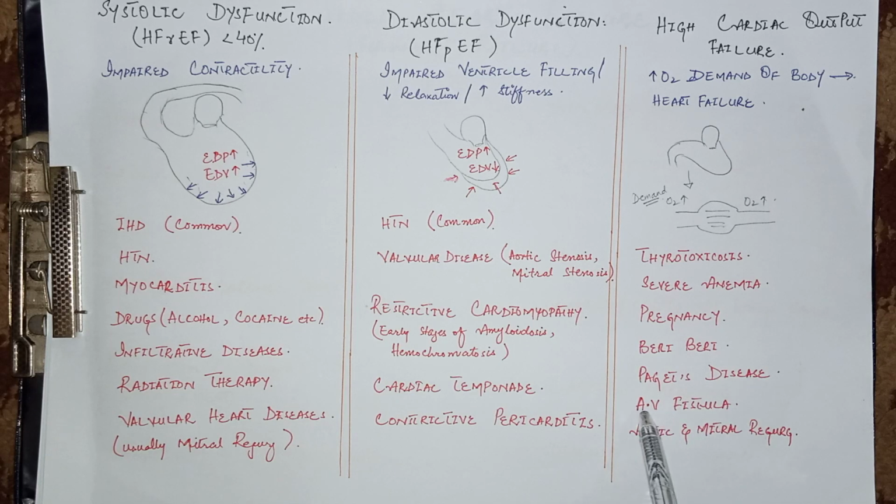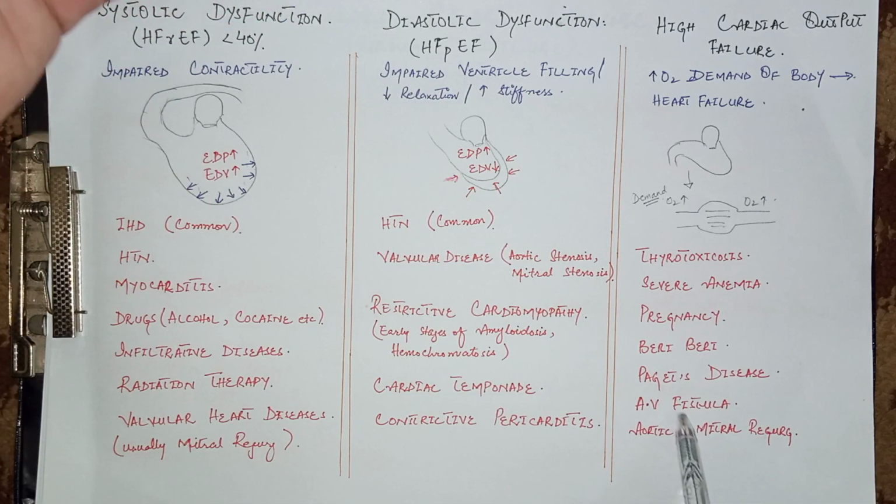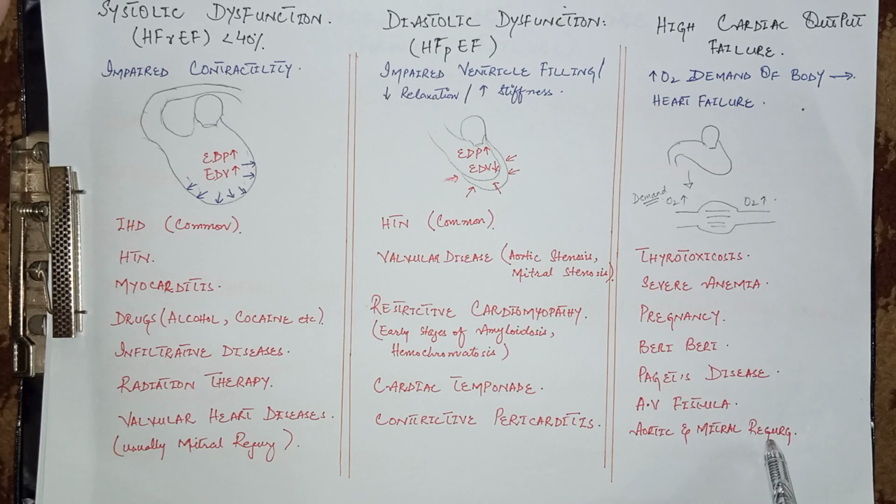Also AV fistula, that is arteriovenous fistula. Due to arteriovenous fistula, there is a mixing of oxygenated and deoxygenated blood. Due to the mixing, there is decreased oxygen supply to the tissues. That's why which leads to high output cardiac failure, aortic and mitral regurgitation. So this was high output cardiac failure.